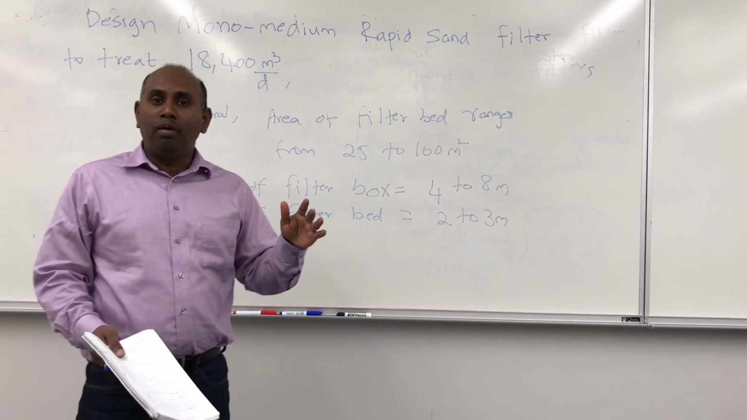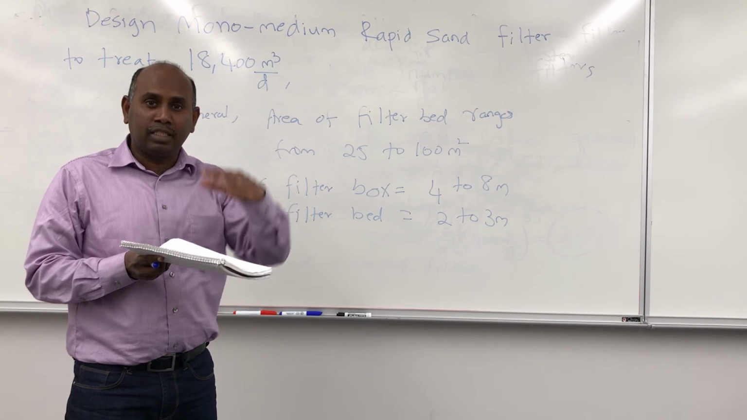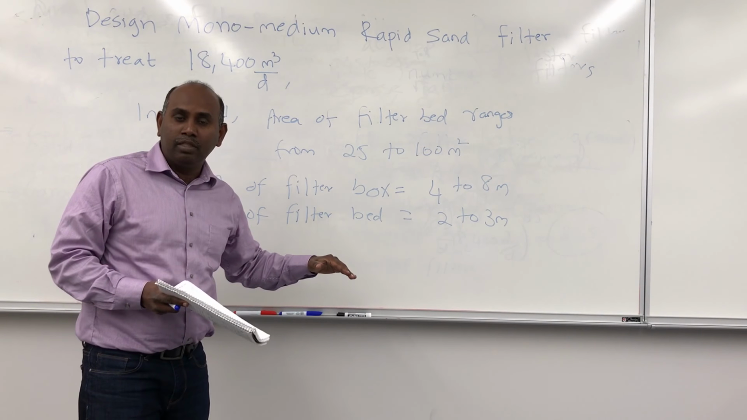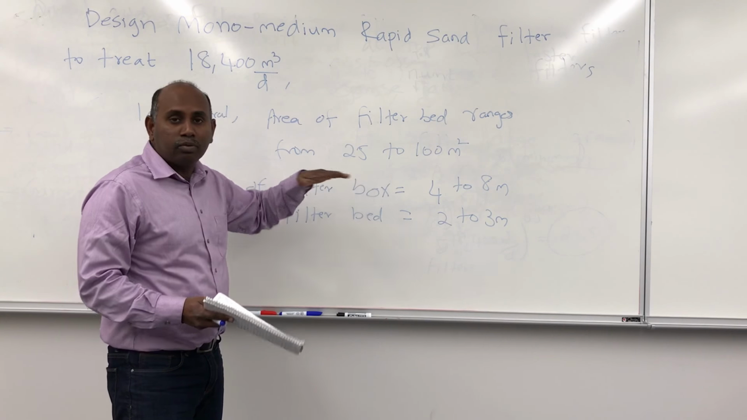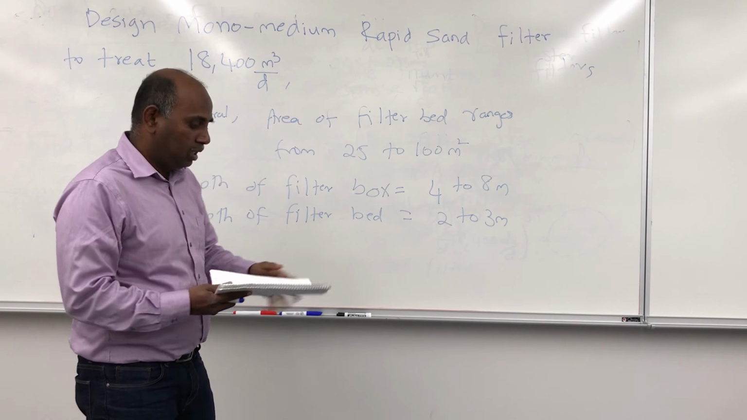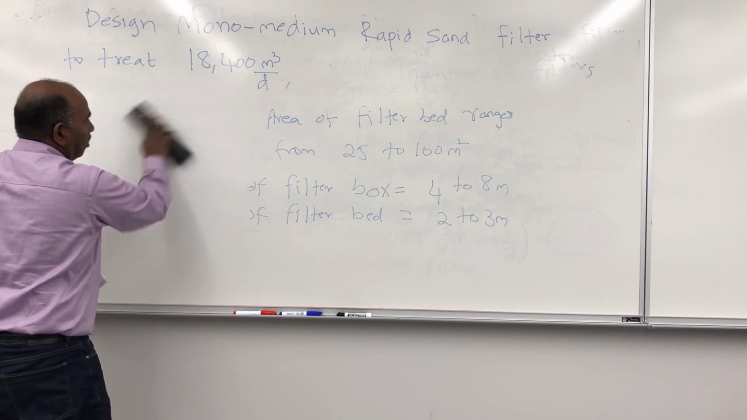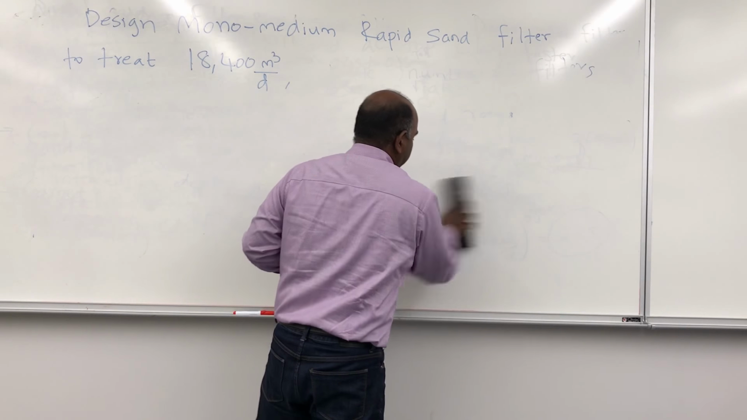A filter has 2 components, a filter box and a filter bed, which is placed inside the box. Filter bed is where actual filtration happens. So the sand will be in the filter bed. The box will house the filter bed. Now we have to calculate the dimensions. In other words, length, width, and depth of the filter.